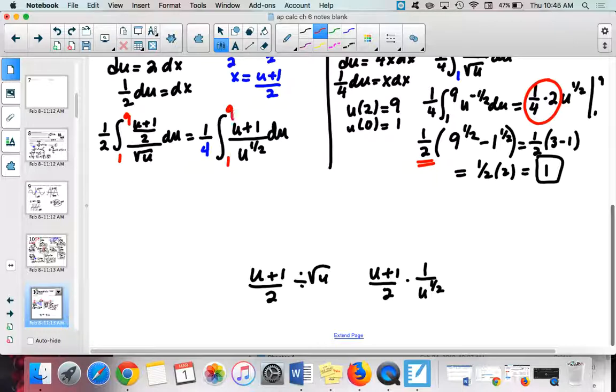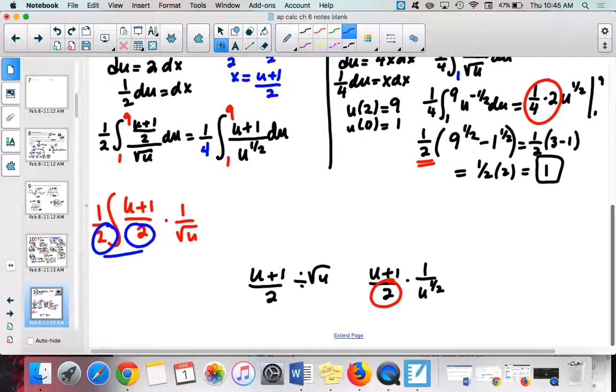The 2 from the bottom, so it multiplied. It was from the bottom of this one, not the other one. That's what you're saying. So it was here. So it's like u plus 1 over 2 divided by the square root of u, which becomes times 1 over the square root of u. So this 2 and the 1/2 are on the same level. So these go together. You get it?